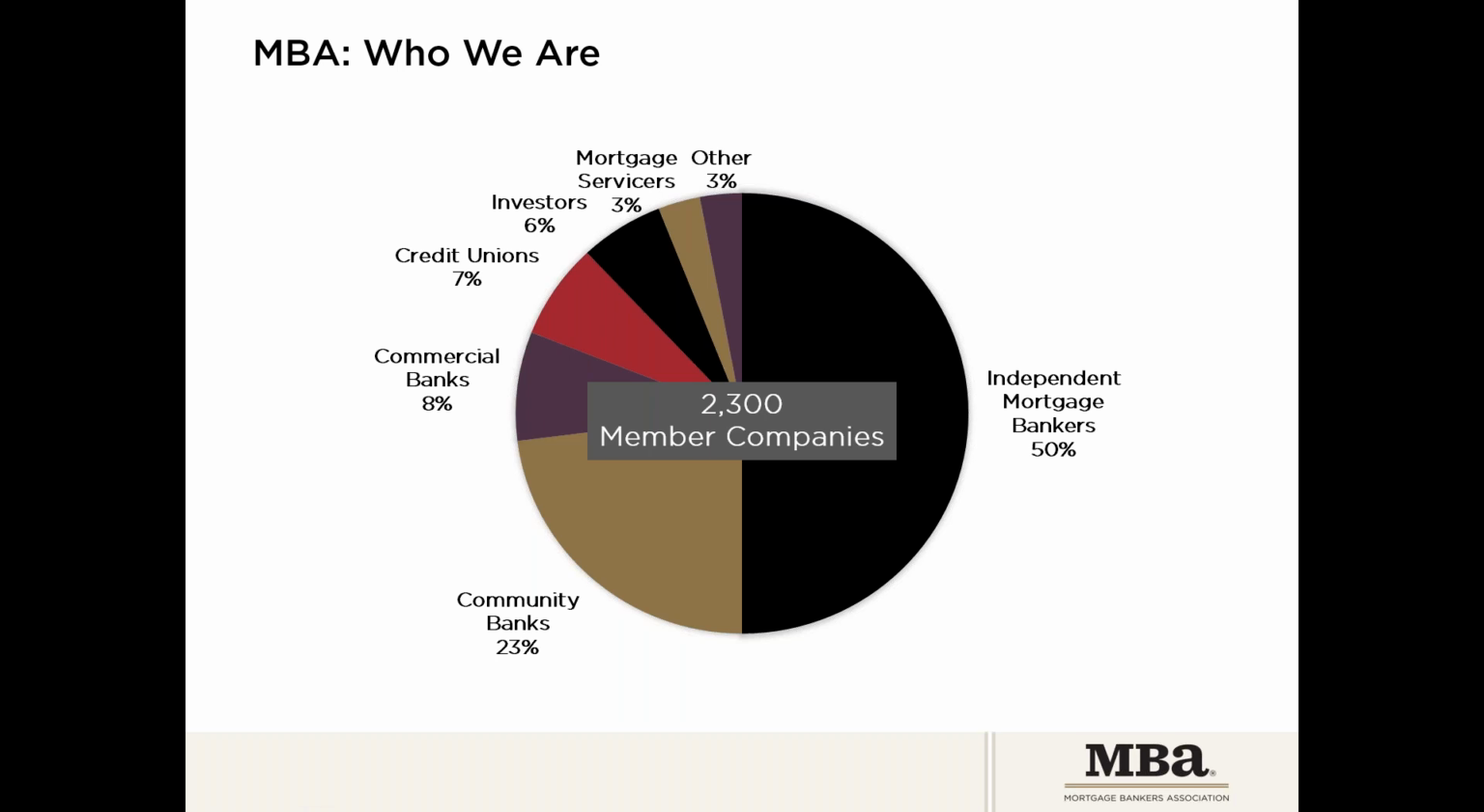So MBA as a whole represents all market segments of the real estate finance industry. We have a very diverse membership of over 2,300 member companies today, which includes independent mortgage banks, community banks, credit unions, commercial banks, servicers, investors, vendors, and others. And 80% of our regular residential members are community lenders, which are small to mid-size IMBs, community banks, and credit unions. This pie chart on the slide represents members by company type and gives you a good visual of our overall membership composition today.